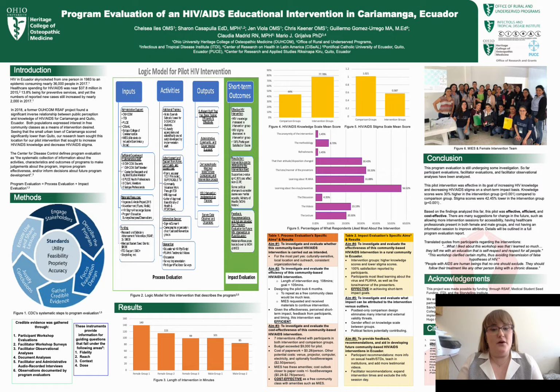Aim number 4, the overall effectiveness in achieving its goal. Aim number 5, the impact attributed to the intervention itself versus any outliers. And aim number 6, to provide feedback, recommendations, and aid in the development of future community-based health interventions in Ecuador. We will now briefly address each of these.